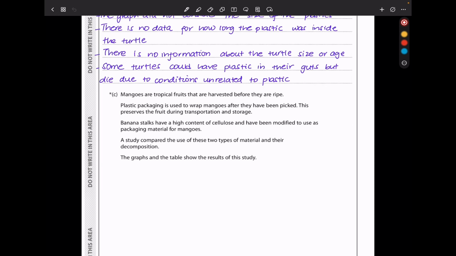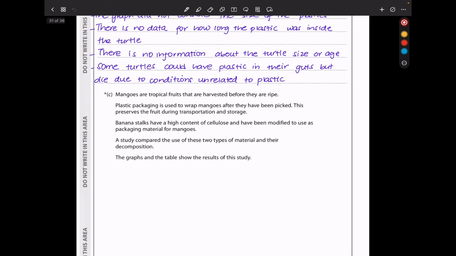In Part C, mangoes are tropical fruits that are harvested before they are ripe. Plastic packaging is used to wrap mangoes after they have been picked. This preserves the fruit during transportation and storage. Banana stalks have a high content of cellulose and have been modified to use as packaging material for mangoes. A study compared the use of these two types of material and their decomposition. The graphs and the table show the results of this study.